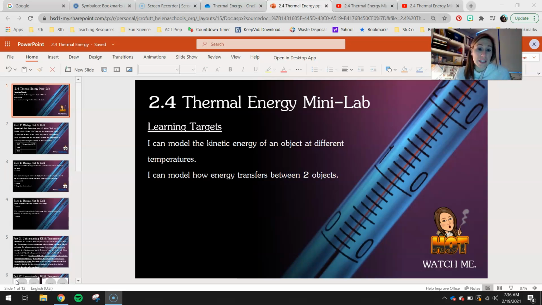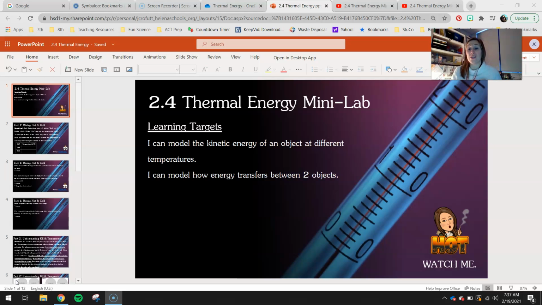Your second learning target is: I can model how energy transfers between 2 objects. We're going to start shifting our lesson focus into energy transfers now. If 2 objects come into contact, what does that look like as far as energy transfer? I know we talked a lot when we did the thermal energy demos about the fact that when 2 objects come into contact, the hotter object transfers energy to the colder object. And that's what we actually feel when we feel temperature.